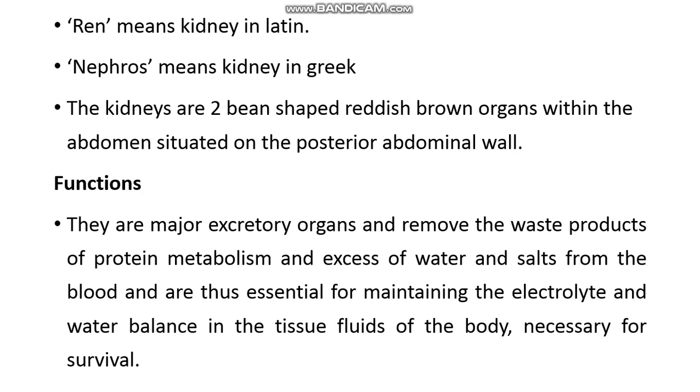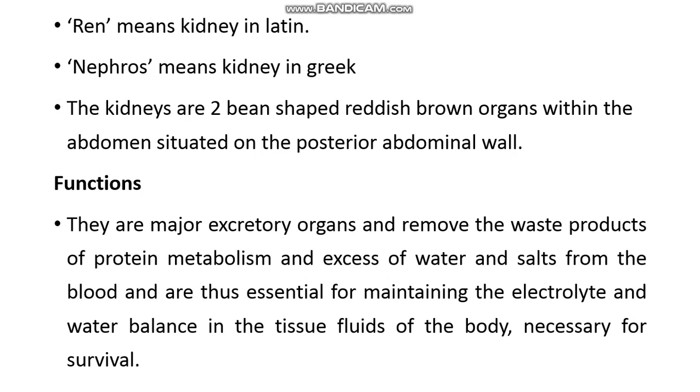Okay. And the kidneys are two bean-shaped reddish brown organs within the abdomen, situated on the posterior abdominal wall. So the kidneys are paired organs. There are a left kidney and a right kidney, their shape is bean-shaped, their color is reddish brown, and they are located in our abdominal cavity on the posterior abdominal wall.